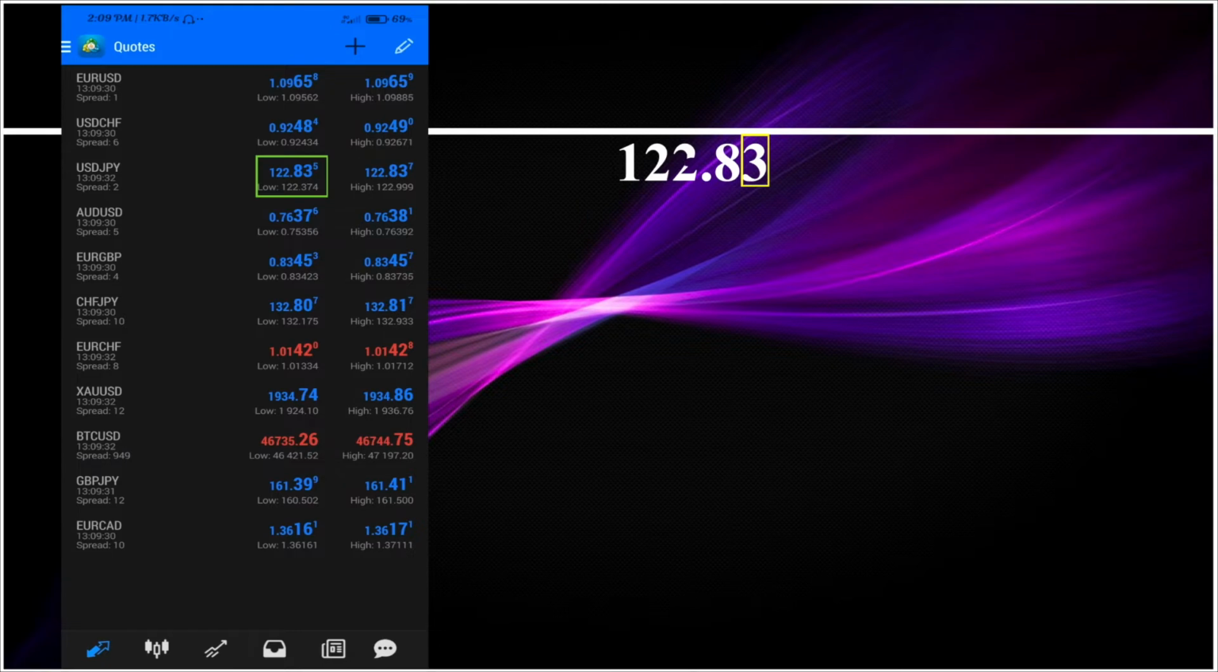Let's assume that USD JPY makes a move of 2 pips. The new value will become 122.85. So price moved from 0.83 to 0.85 because USD JPY made a move of 2 pips. When you add 2 to the 3, it gives you 5. So let's see other examples.